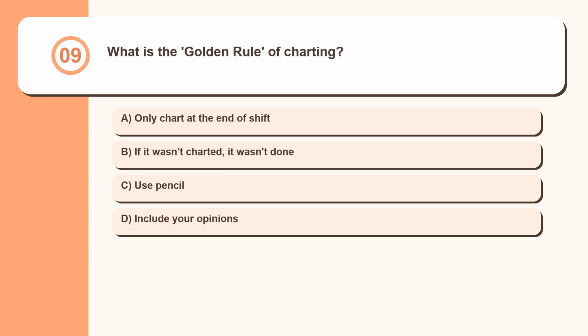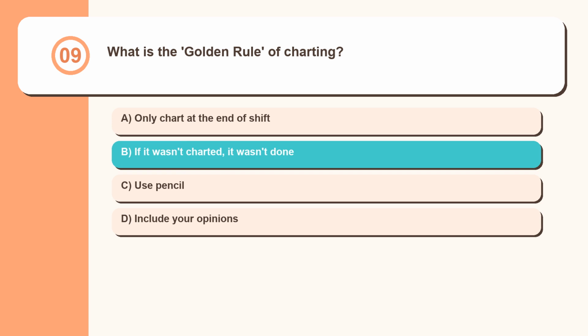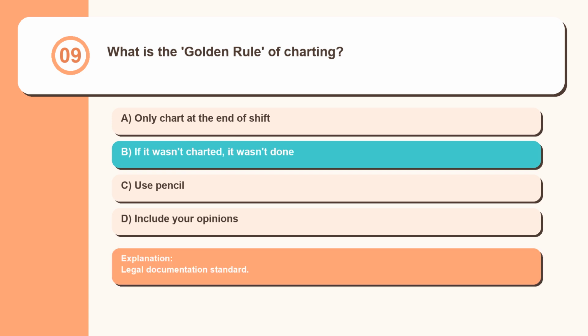Question 9. What is the golden rule of charting? Only chart at the end of shift. If it wasn't charted, it wasn't done. Use pencil. Include your opinions. Legal documentation standard.